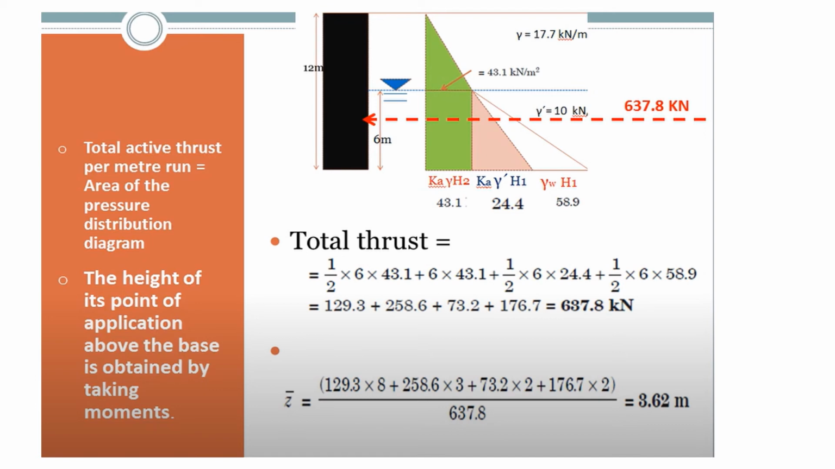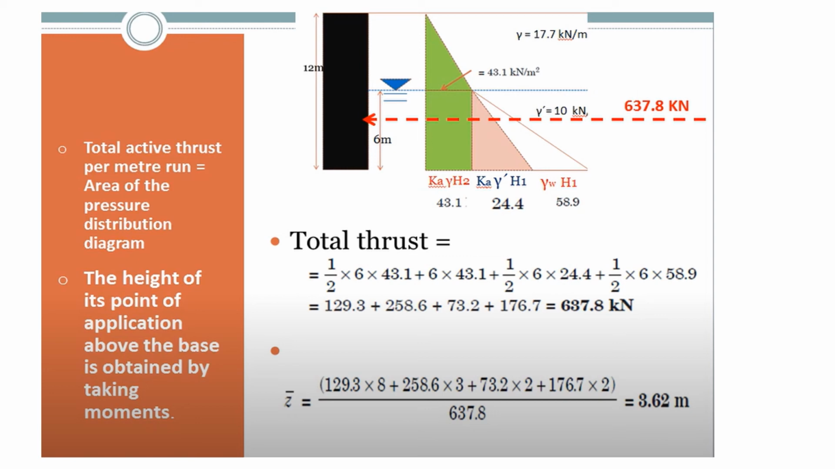So first you have to find the area of the first triangle, which is shown in the green shade. That is 1 by 2 BH, where the base value is 43.1, which is the pressure, into the height of the soil, which is 6. Then plus the rectangular portion in the green shaded portion, whose area is L into B. So length is 6, into the base 43.1, that is Ka, which is the same as 43.1 itself.